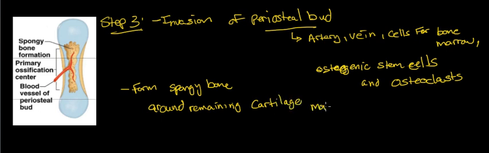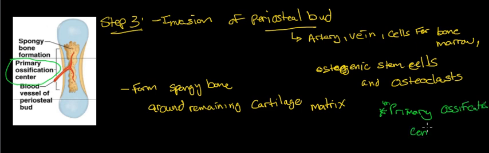Cartilage matrix. And this new bony area, where you have this periosteal bud invasion and this creation of spongy bone, is going to be the primary ossification center. So I'm just going to circle this over here. This is going to be the primary ossification center. I'll star it. Primary ossification center.